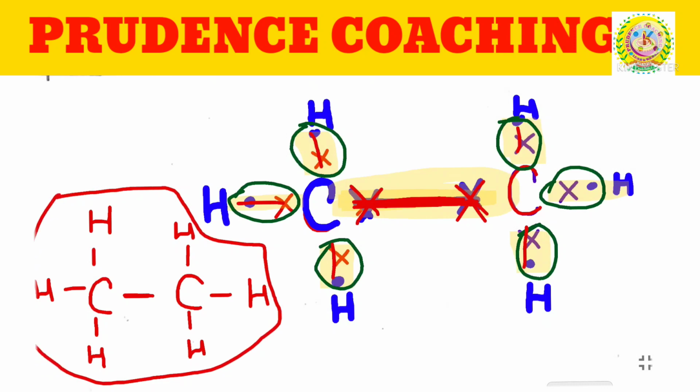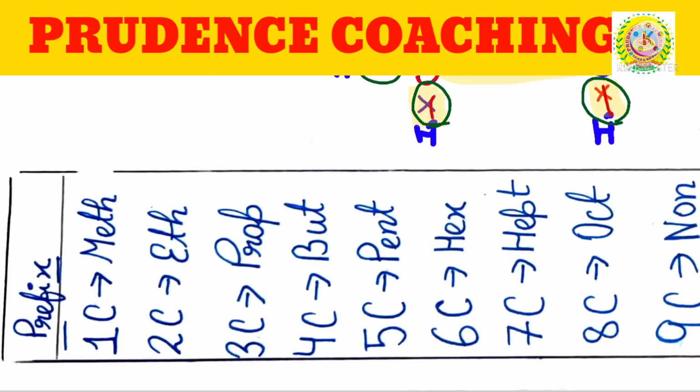Now as you can see here, how many carbons are there? Two carbons, so C2. And how many hydrogens are there? 1, 2, 3, 4, 5, 6, so H6. So you can write this compound as C2H6. Now how can we name this compound? How many carbons are there? 2. Now if we see this table of prefixes, we will find one carbon means we will use the prefix meth.